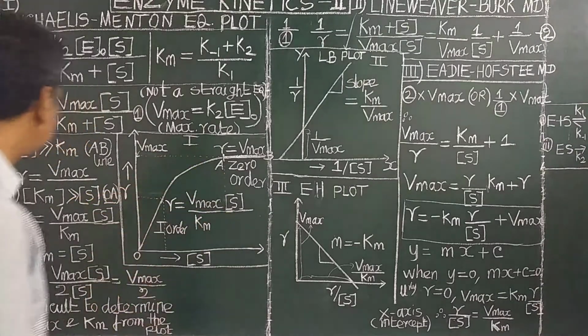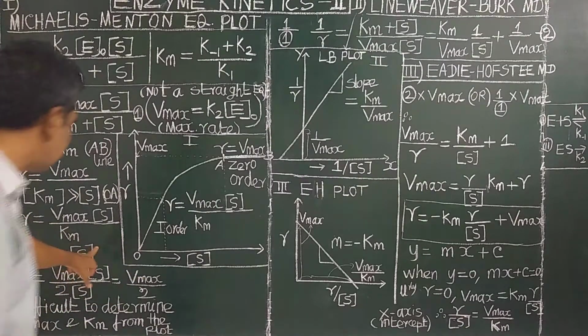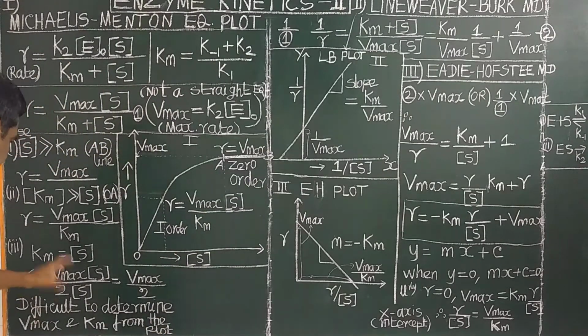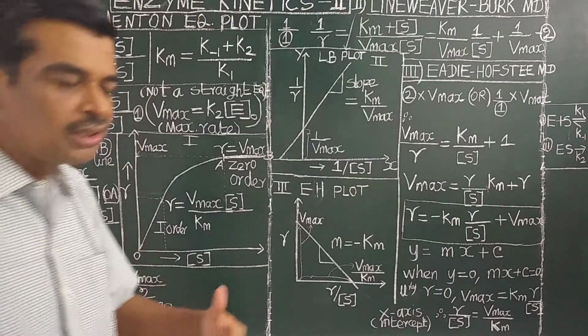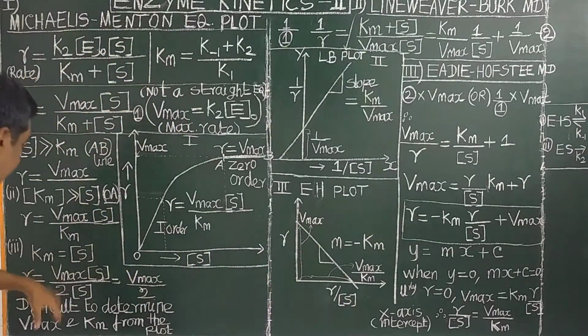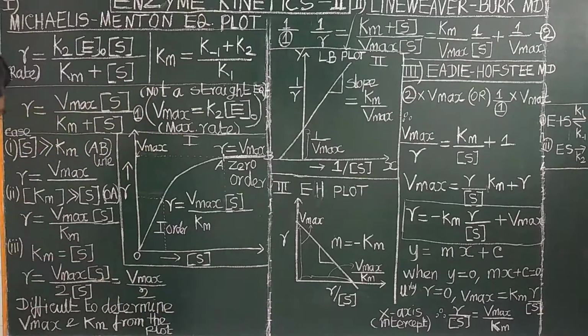The questions were asked. The third case is Km equal to substrate concentration. Now, putting Km equal to substrate concentration, R equals Vmax by 2. At this condition, in a problem, they will ask: when the Michaelis-Menten constant is equal to substrate concentration, calculate the rate of the reaction, calculate the Vmax. So, this formula is used. Okay.